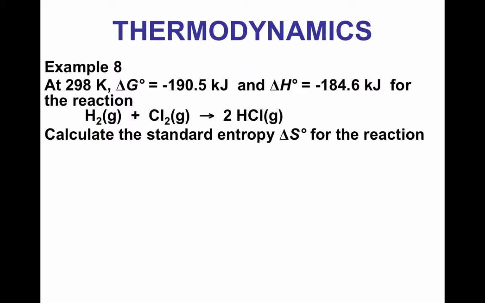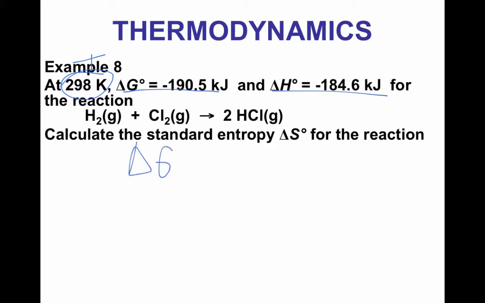Okay, so example 8 says at 298 Kelvin, delta G is negative 190.5 and delta H is negative 184.6. For the following reaction, calculate the standard entropy, which is delta S, for the reaction. So again, I'm going to lay everything out. We know 298 is T, we have delta G, we have delta H. Okay, so calculate the standard entropy.